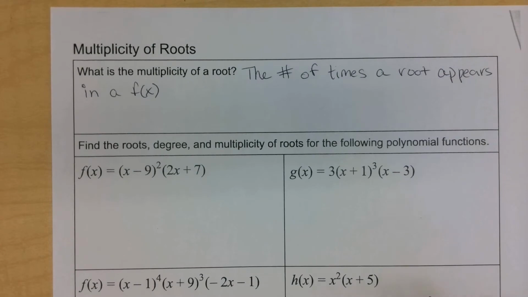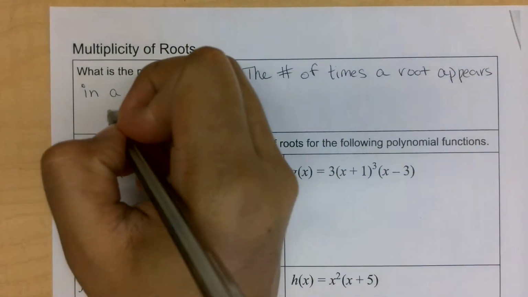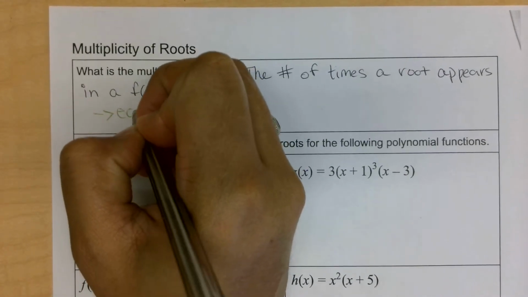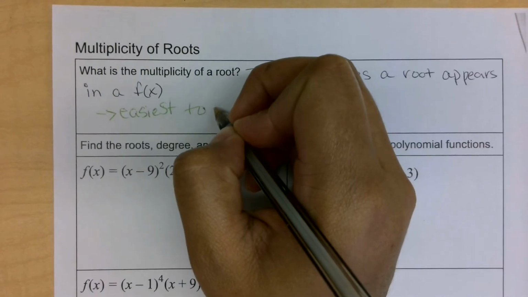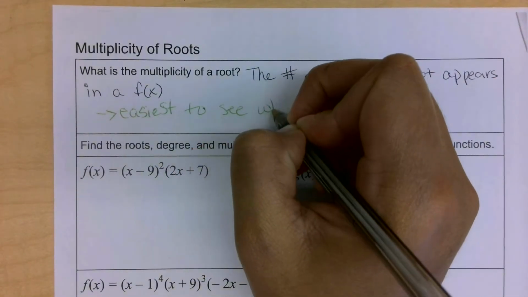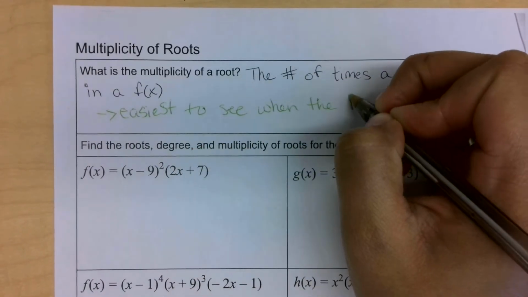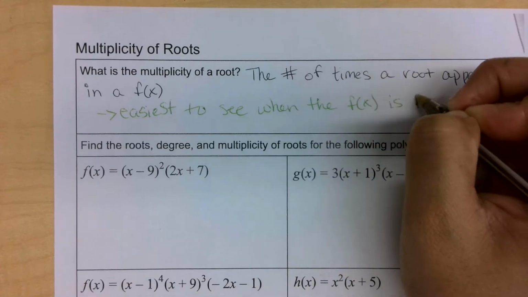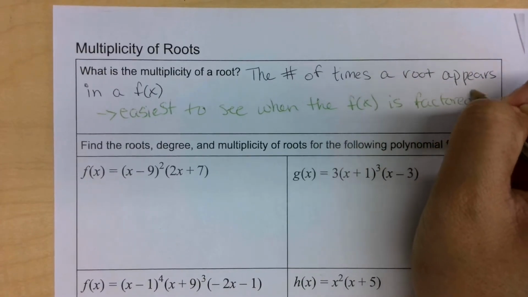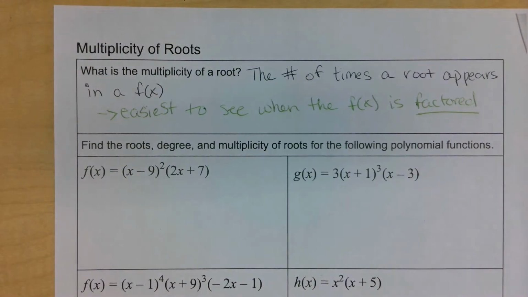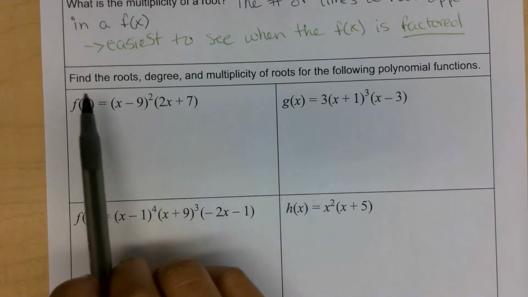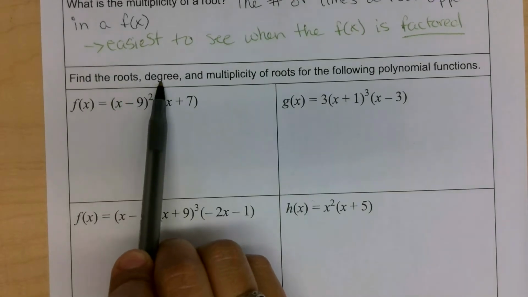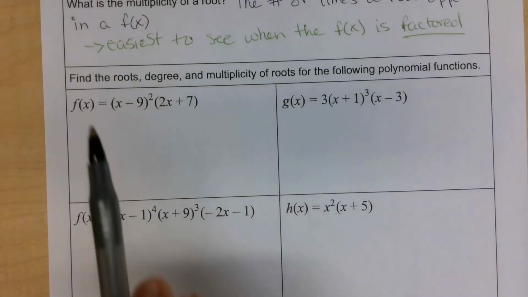Usually we can see the multiplicity when the function is factored. So it's easiest to see when the function is factored. You can only tell the multiplicity when the function is factored most of the time. So let's go ahead and do this example down here where it says find the roots, find the degree, and the multiplicity of each of the roots for the polynomial functions.